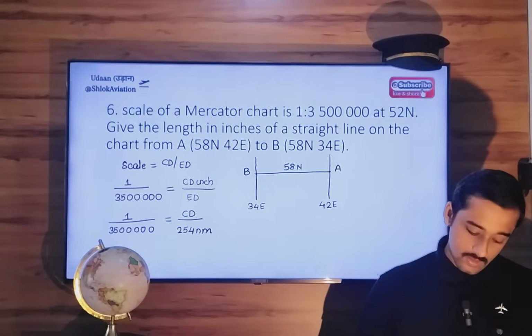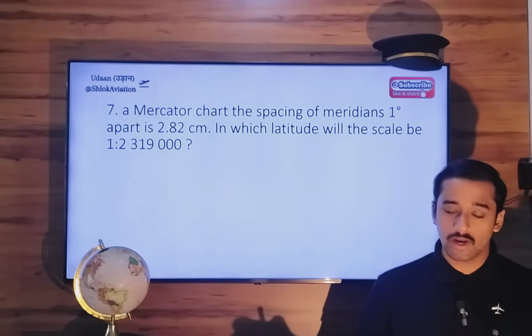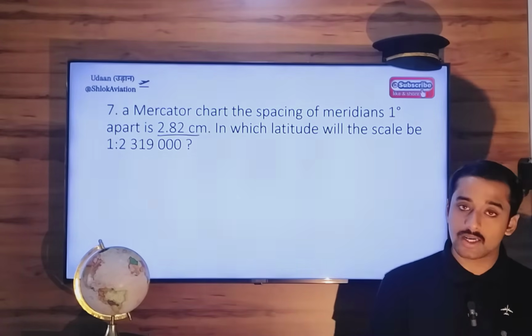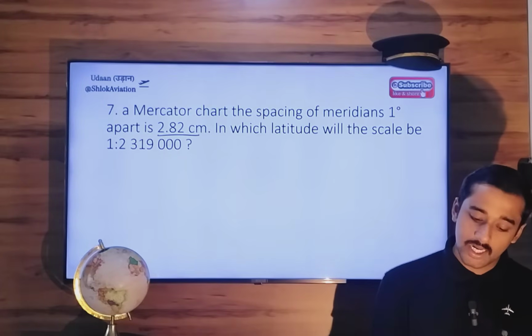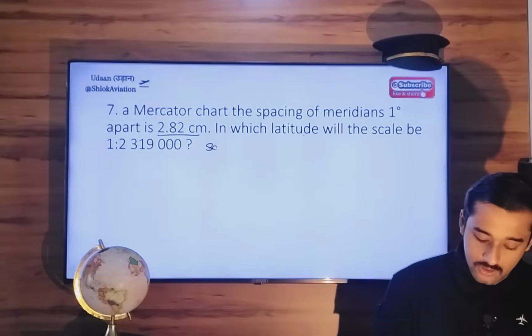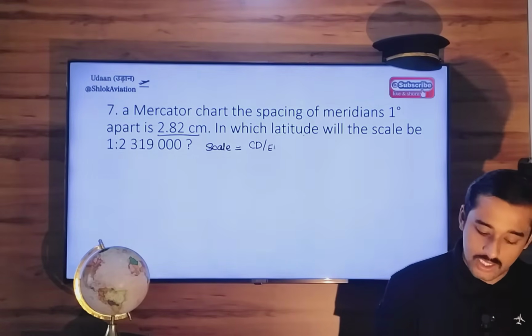Okay. Question number 7. There is a Mercator chart. The spacing between two meridians 1 degree apart is so and so 2.82 centimeter. Now this becomes your chart distance. At what latitude will the scale be equal to so and so? Now scale equals chart distance upon earth distance.